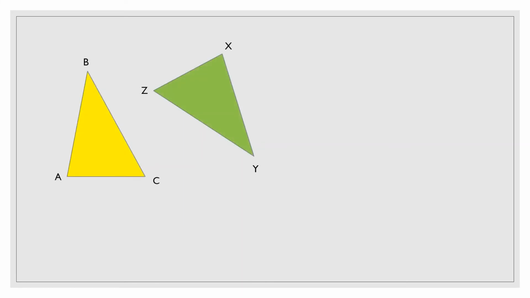Let us use that idea in triangles. We are going to pair triangle ABC and triangle XYZ. So what will happen? Mapapansin natin that triangle ABC exactly overlaps with triangle XYZ. Ibig sabihin that these two triangles have the same shape and the same size.